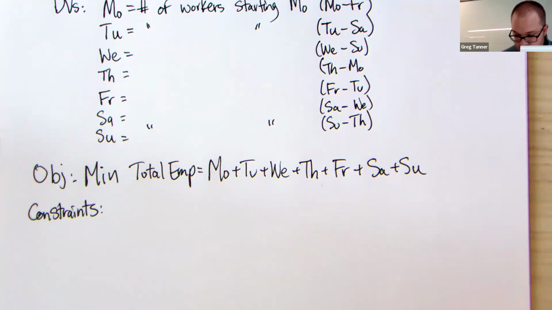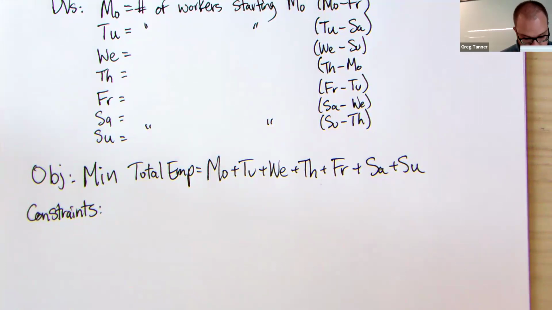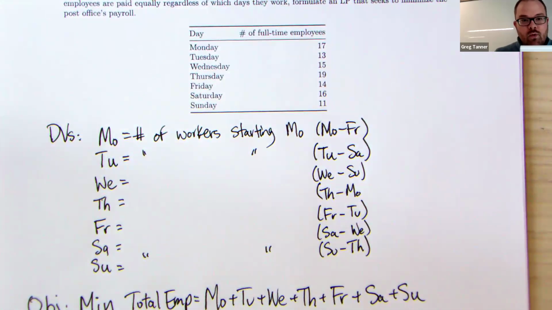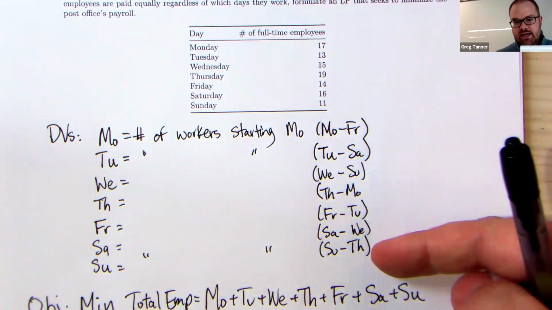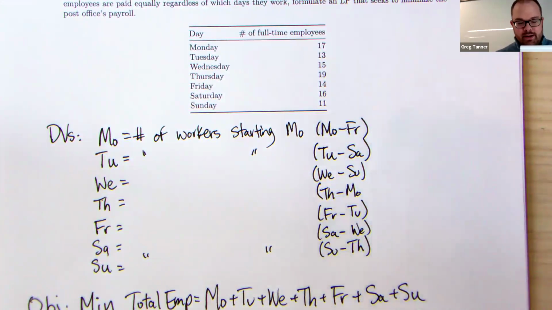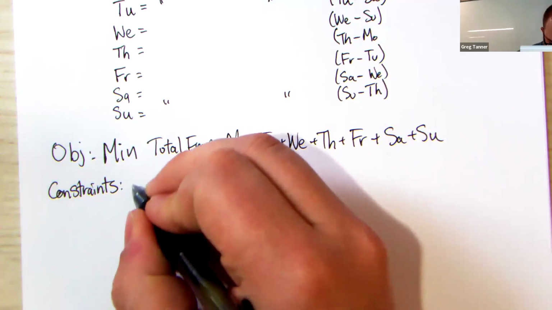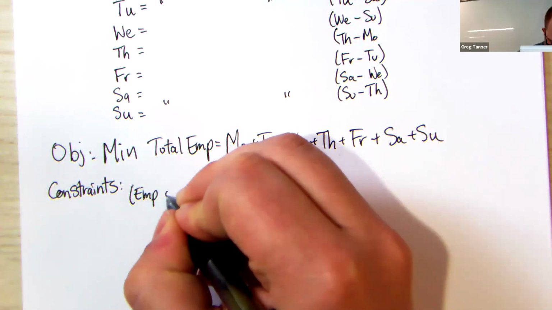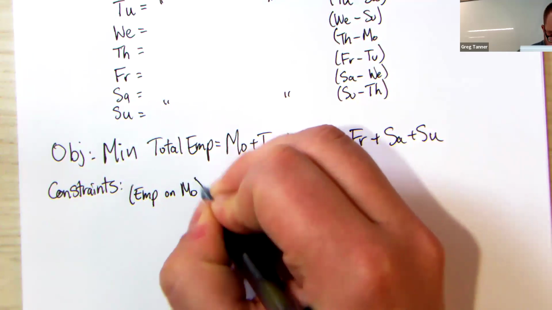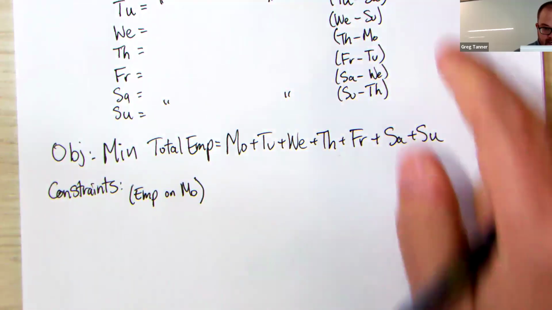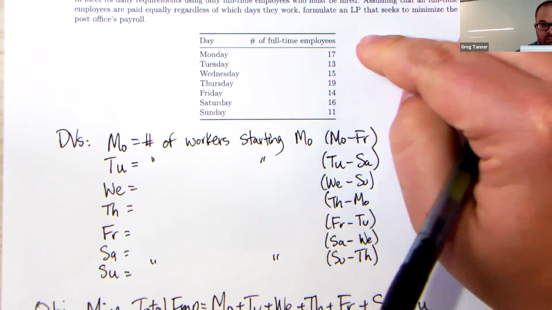Okay. So for our constraints, we're going to have essentially our staffing requirements for each day of the week. To set up those constraints, we need to think, if these are my decision variables and they're tied to which day they start, who's working on Monday? So we're going to get a constraint for employees on Monday. And I've got to think, well, who's working on Monday? Whoever's working on Monday, I need at least 17 people.